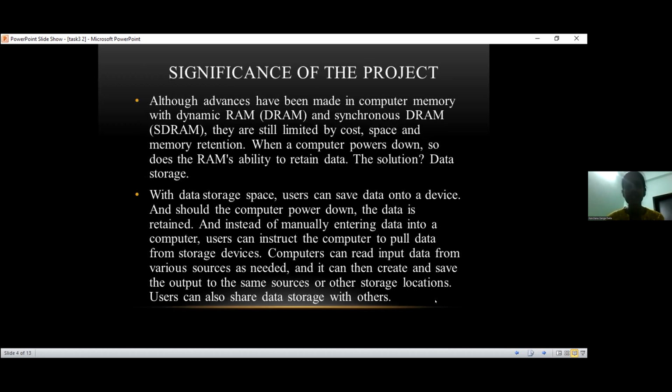Yeah. So firstly, the significance of the project. What is the main significance? You may say we have RAM to store data, and even in RAM we have many kinds, like dynamic RAM, synchronous dynamic RAM, etc. They are all used for storage purposes, right? But they are limited by cost, space, and memory retention. If there is a power off and we want to access the data immediately, the device may not retain its data, or if the data has been stored in it but not saved, how can we access that?